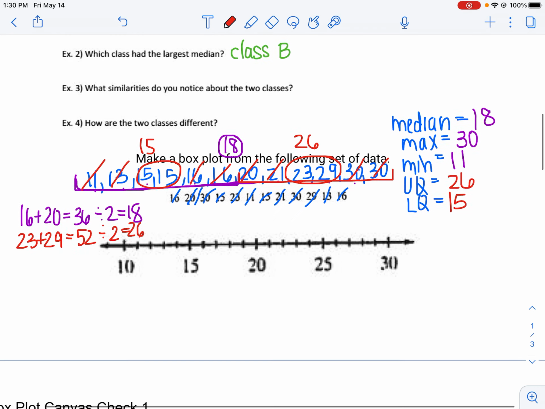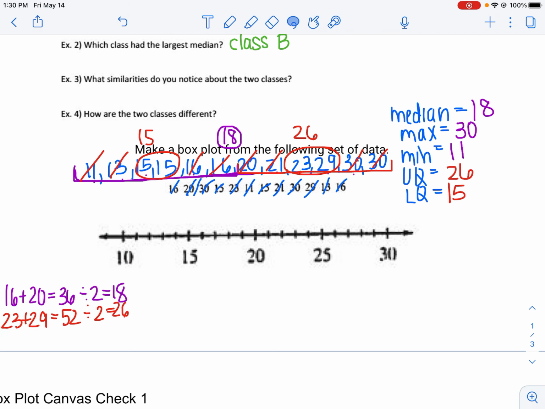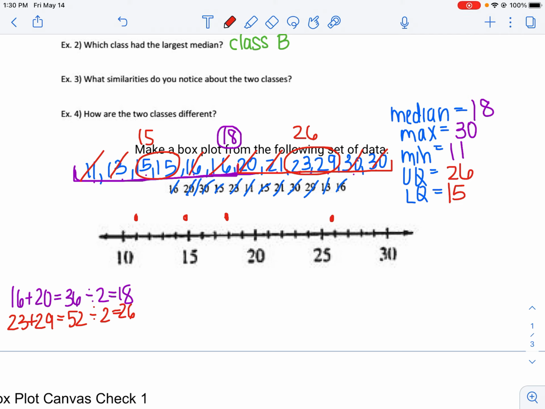And now I'm going to put my data points in. Again, this can go above or below. If you notice, I'm running out of room, so I'm going to move this work. If yours gets in the way, you can put it below. And I'm going to put my minimum, my lower quartile, my median at 18, my upper quartile at 26, and my maximum at 30.